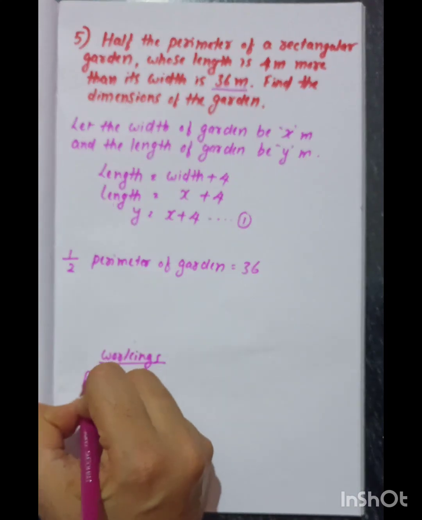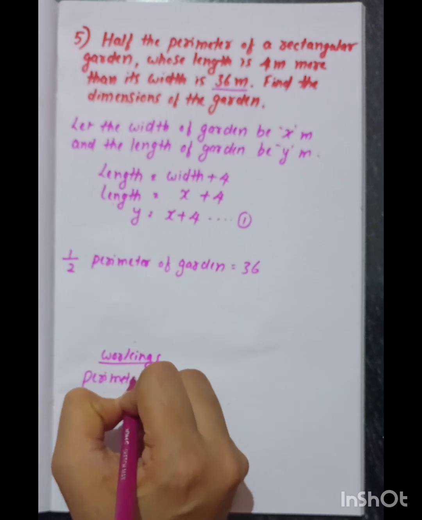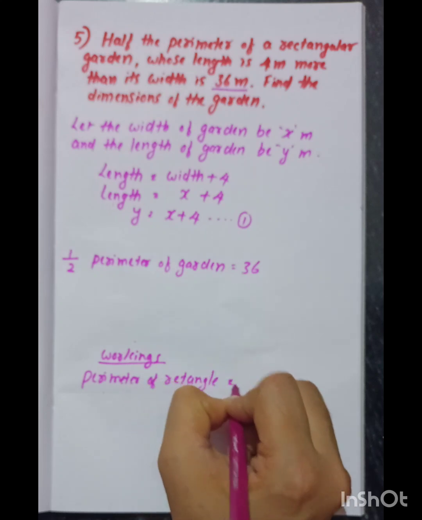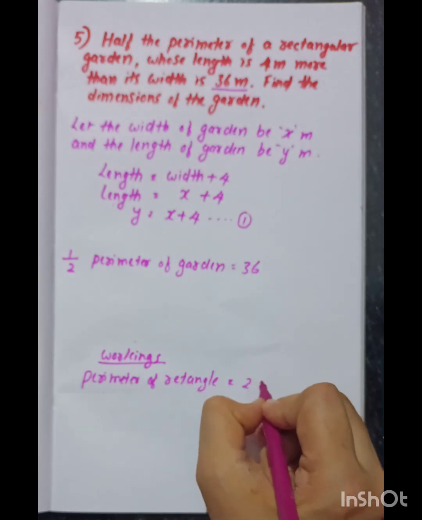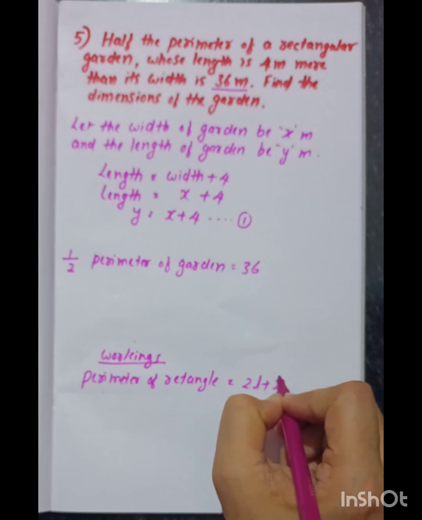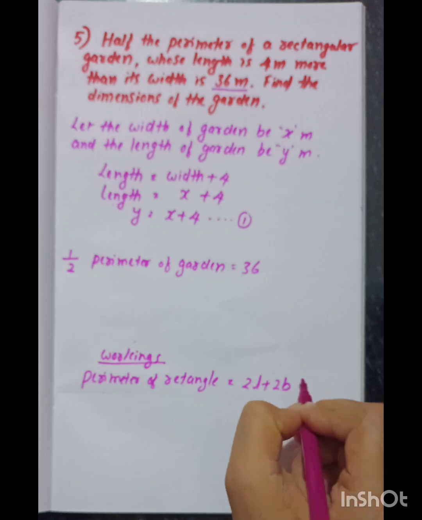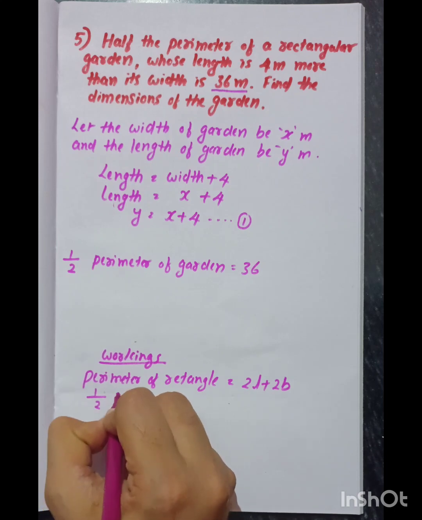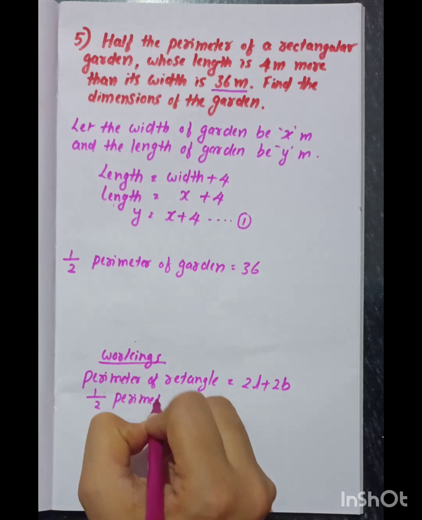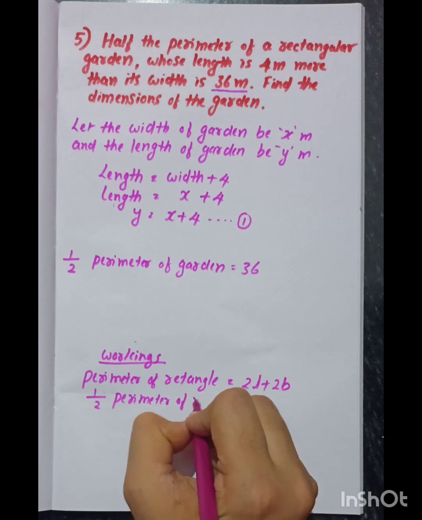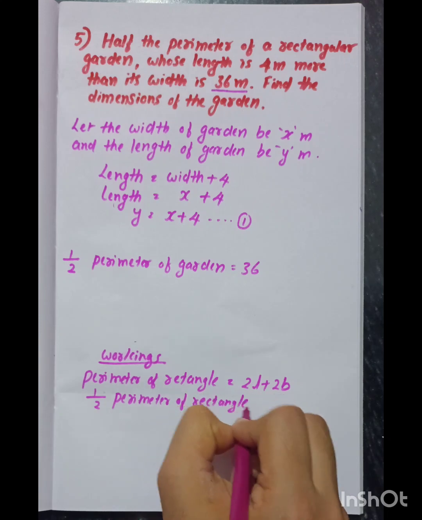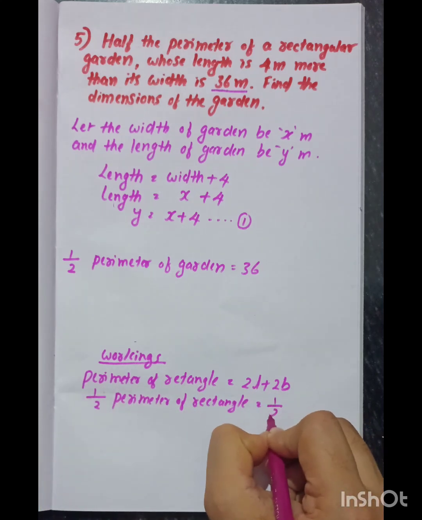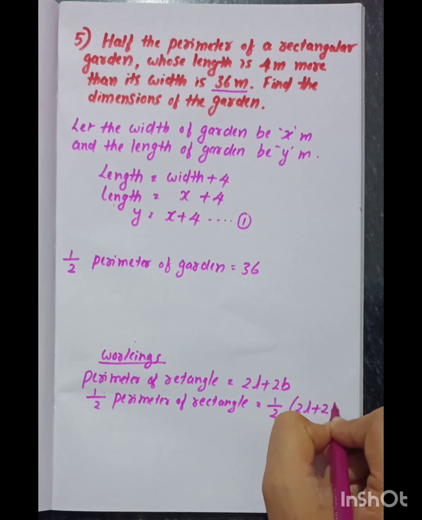We well know that perimeter of rectangle equals 2 length plus 2 breadth, 2L plus 2B. Now half perimeter, I will write half perimeter of rectangle equals half into perimeter of rectangle, 2L plus 2B. Half perimeter of rectangle equals half into 2L plus 2B.